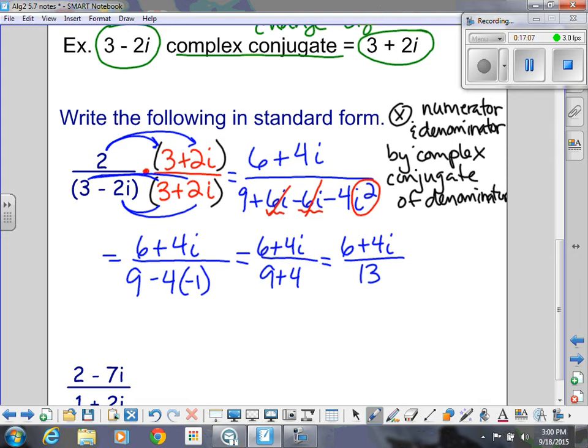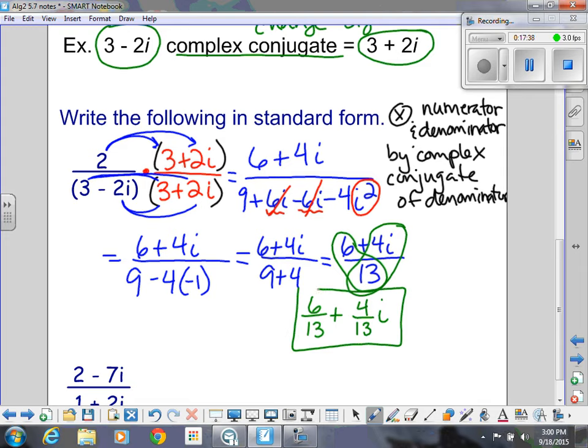Now, this looks like we might be done, but again, we want to write it in a plus bi form. So I need to get one number plus another number. So the way we do that is we're going to split up this fraction. Remember, this really means I have 6 divided by 13, and then I have 4i divided by 13. So I have 6 over 13 plus 4 over 13 i. And that's how we're able to write it in a plus bi form. So all you're doing is just splitting up that fraction into 2 separate fractions.